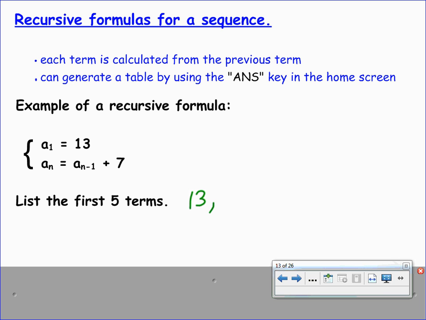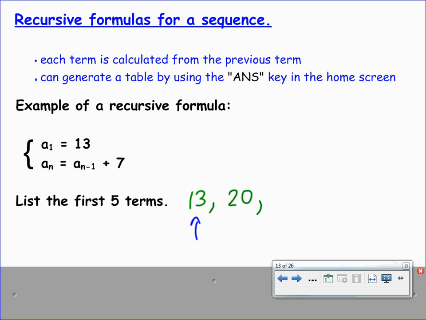The second part of my recursive formula is a rule that gives me the current term value based on the previous term value. In order to find a sub n, the current term, I need to look at a sub n minus 1, the one right before it, and do what to it? Looks like add 7 to its value. So if I wanted the second term, I'd look at the first term, and I'd do what to it? I'd add 7 to it. So the second term must be what?